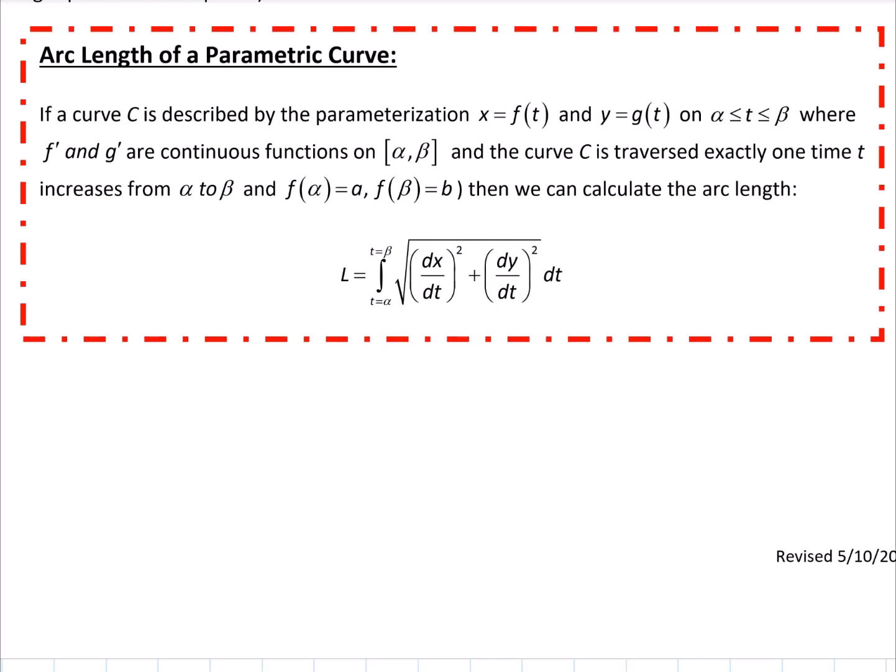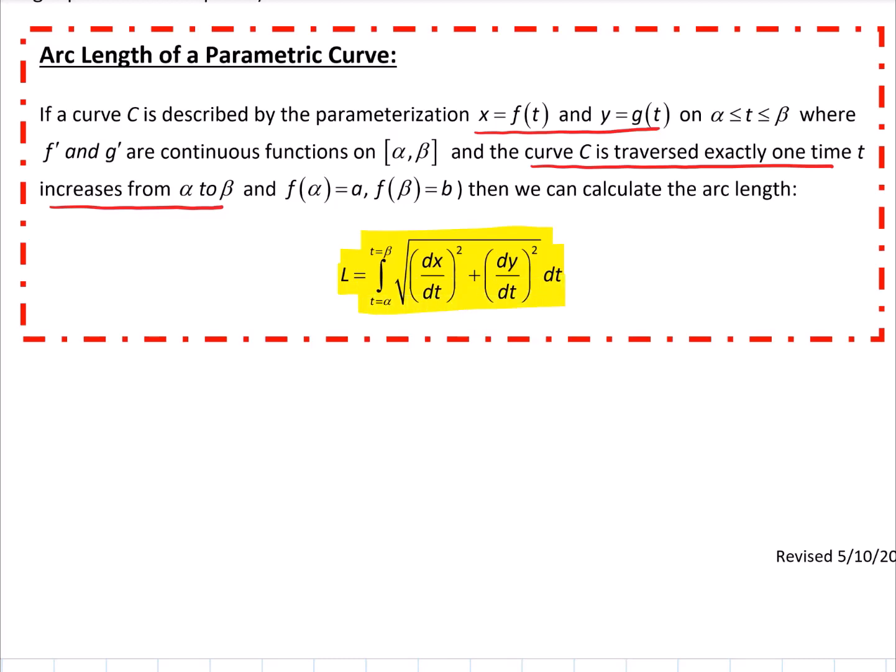if a curve is described by the parameterization. As we talked about just a second ago, we have a parameterization x equals f of t and y equals g of t from alpha to beta, where the two derivatives are continuous functions from alpha to beta, and the curve is traversed exactly one time as the parameter increases from alpha to beta. Okay? Then the arc length can be found through this formula.